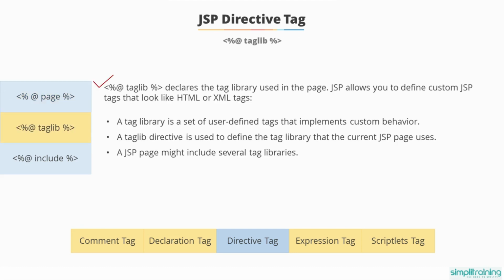The tag library declares the tag library that is used in the page. JSP allows you to define custom JSP tags that look like HTML or XML tags. A tag library is a set of user-defined tags that implements custom behavior. A tag library directive is used to define the tag library that the current JSP page uses. A JSP page might include several tag libraries.